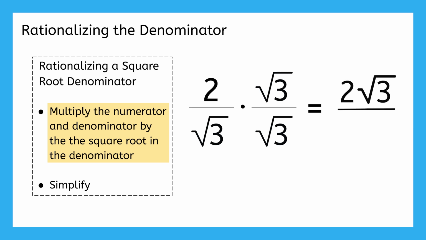2 times root 3 is 2 root 3. In the denominator, root 3 times root 3 is root 9. 9 is a perfect square, so now we've rationalized the denominator. We write root 9 as 3, and we're done.